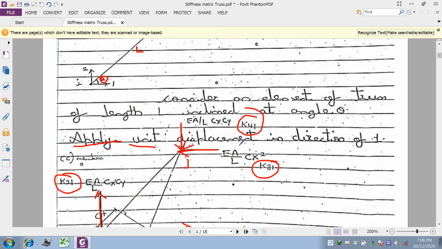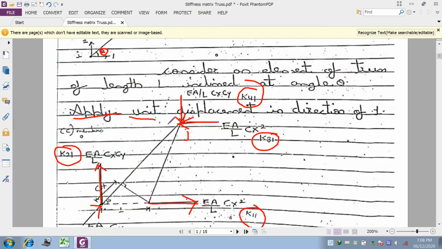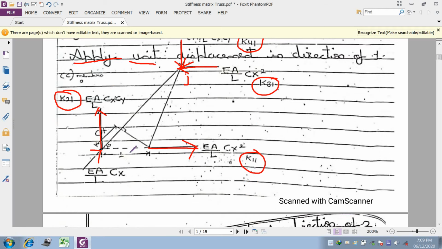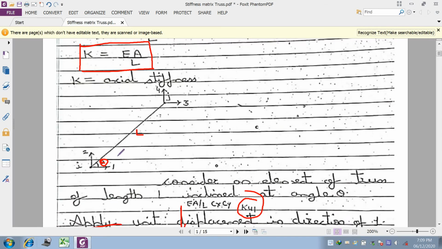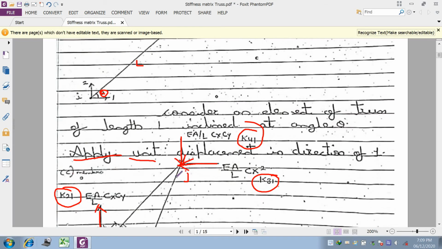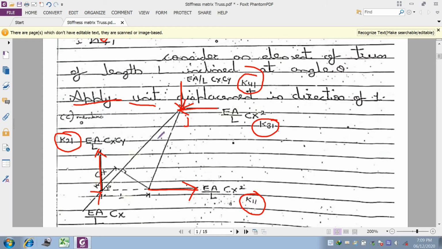Okay, so applying the unit displacement in the direction of 1, we are applying the first displacement as we form the first equation. So therefore we have to consider the K values with respect to these different degrees of freedom. K11 will be formed, here K21 will be formed, here K31 will be formed, similarly here K41 will be formed. Okay, so this is the standard equation you will get when you apply the unit displacement in the direction of 1.